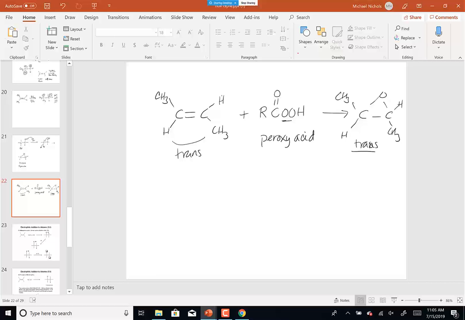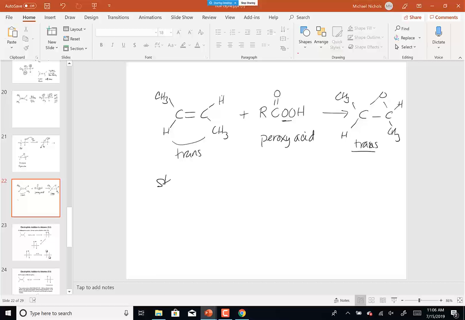So you can kind of think of a retention of stereochemistry here. If you start trans, you end trans. And that tells us that the mechanism doesn't add the oxygen to one carbon, because there's opportunity for it to twist and all of that. So this is not stereoselectivity.